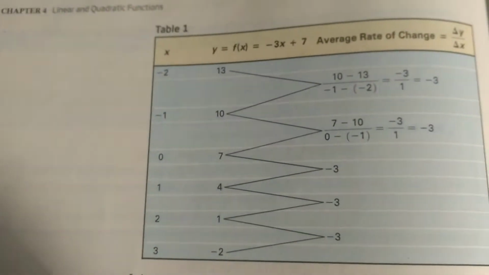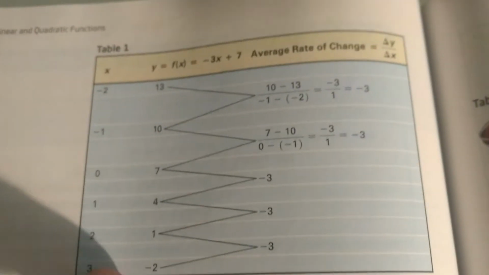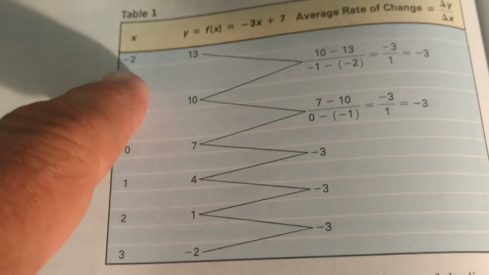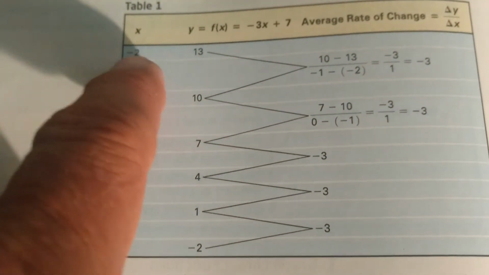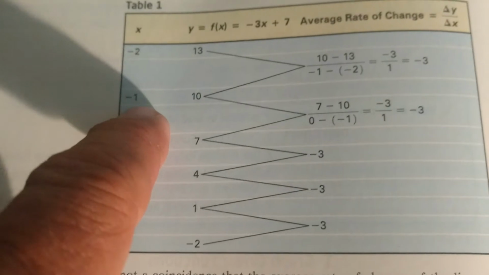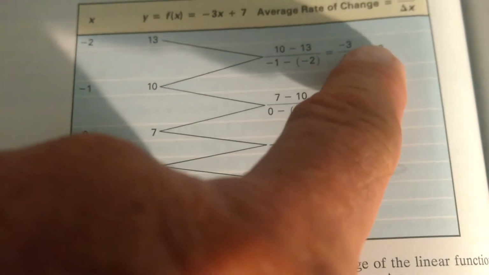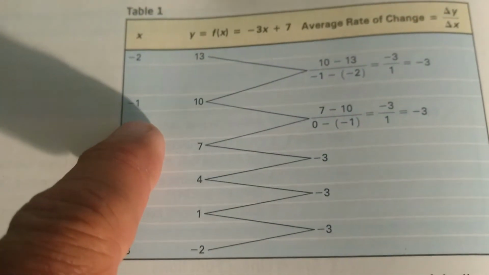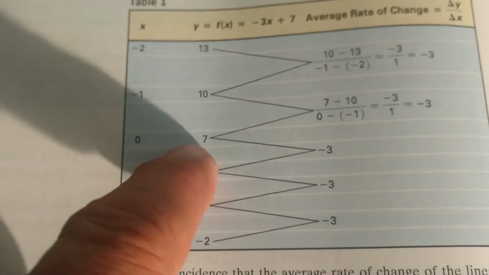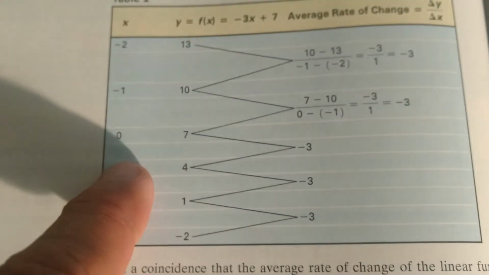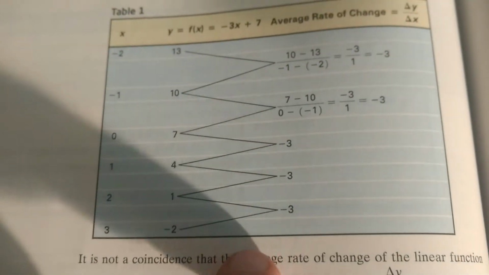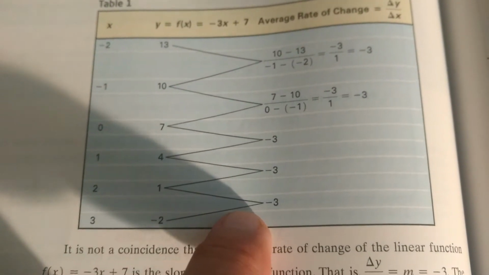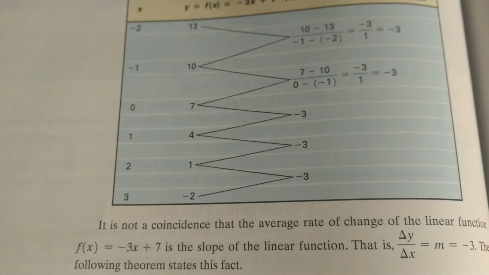One of the things that we could do is if we have ordered pairs, we can just look at the ordered pairs and determine if it's a linear function by finding the slope between two successive ordered pairs. Negative 2, 13, negative 1, 10. We do the slope formula, we get negative 3 as a slope. Then we do negative 1, 10 to 0, 7. We get negative 3. If we do all these slopes, we get negative 3. If we get the same slope for all our pairs of points, then this is a linear function.